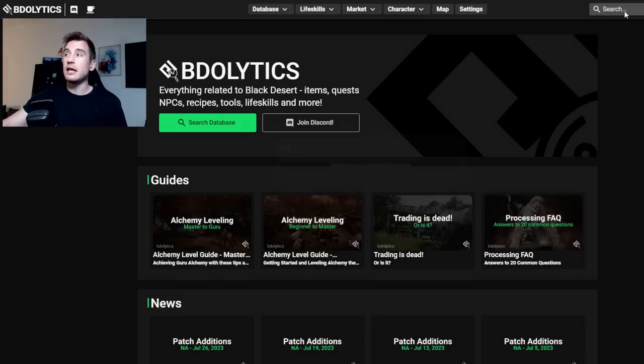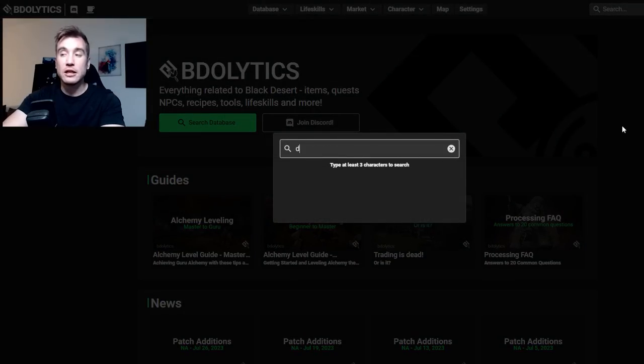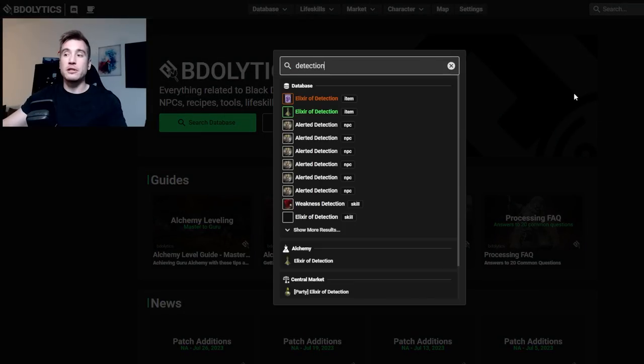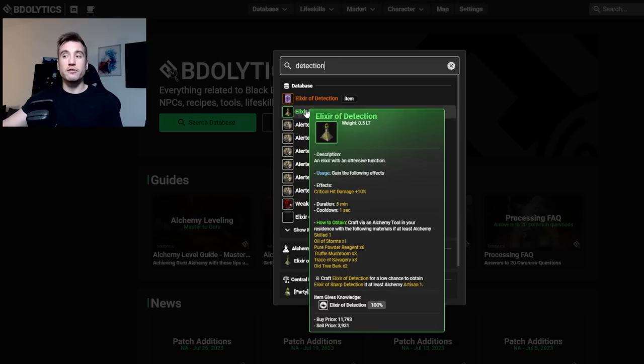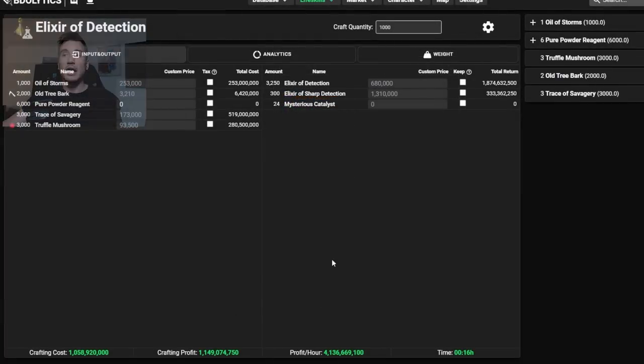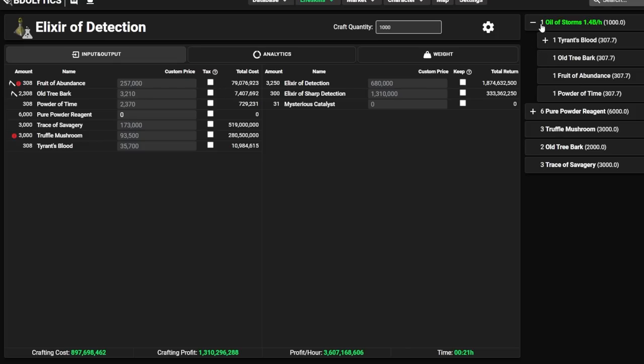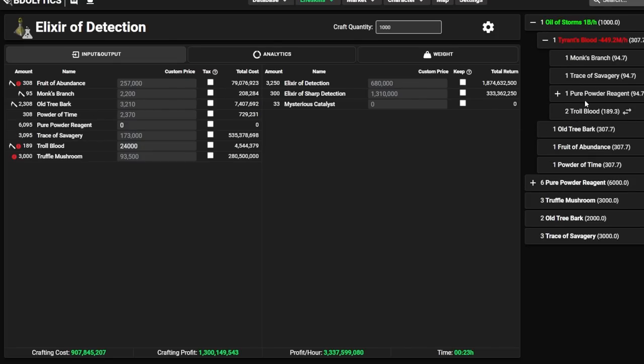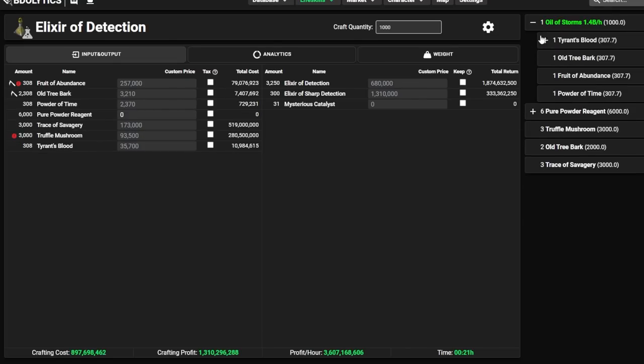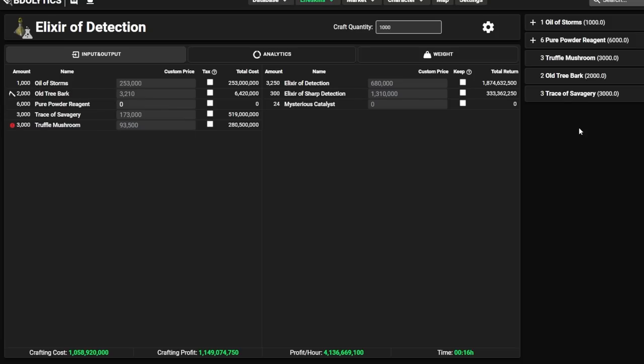You can go up here and let's say you're looking to make detection elixirs. So you just type in detection and then you can find them down here. You also look at them here for the different stuff. You see the items, but I like this one where I can see all the different items you need. And then you can click and you can see all the sub items needed for all of the storms and then the tyrant blood for that and everything. It's super good. You can find all the items you need and the recipes for them.